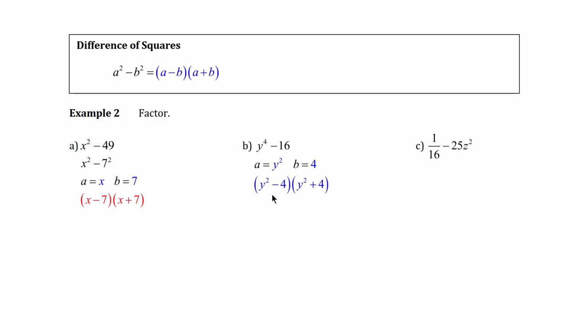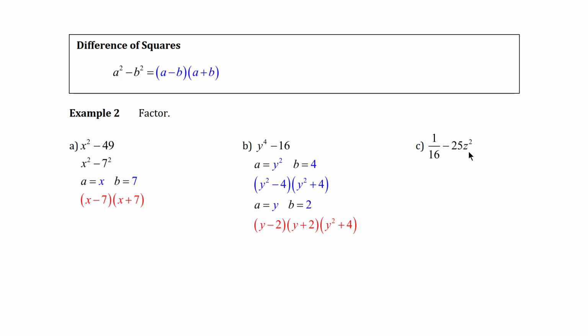You can see here that the first factor, y squared minus 4, is also a difference of squares. So that means that this could be factored further. To find the value of a, we take the square root of y squared, which is y, so a is equal to y. To find the value of b, we take the square root of 4, which is 2, so b is equal to 2, and we plug those values into our formula. We get our final answer, which is parentheses y minus 2 times parentheses y plus 2 times parentheses y squared plus 4.